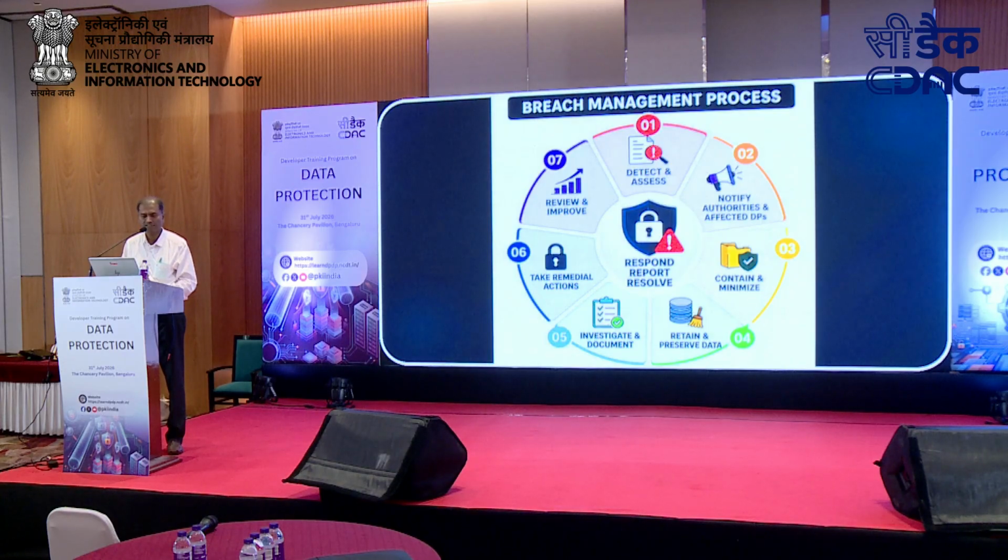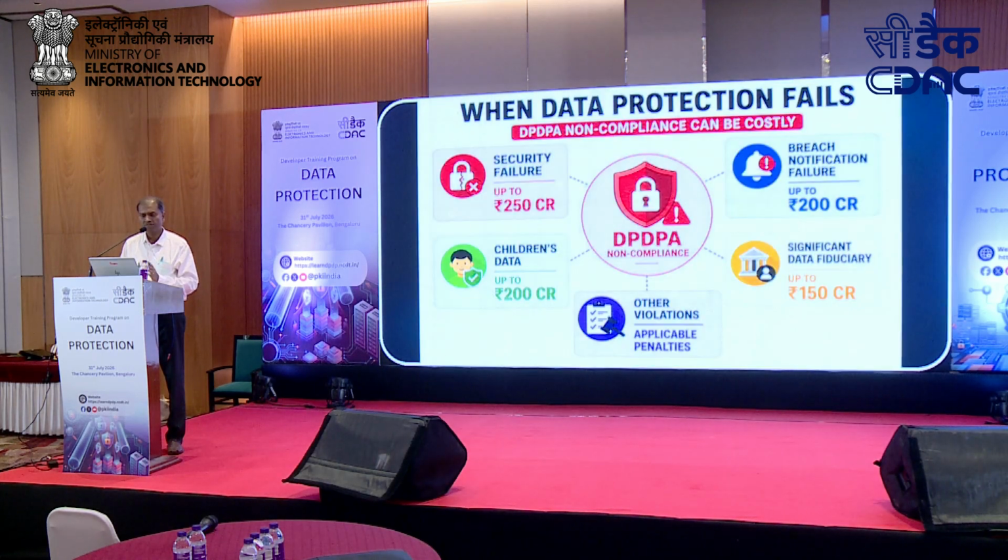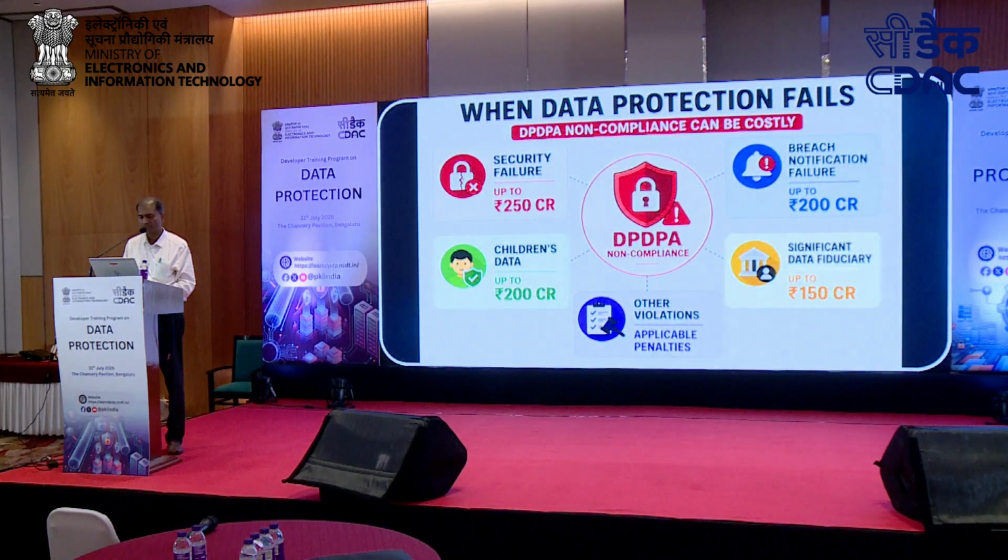Number 4 is investigation. The 5th point, you take an investigation and document it. And number 6, you take remedial actions so that nothing is going out. And number 7, you review and improve your processes within your organization so that no breach happens in the future. So in case there is a failure of data protection, there is a penalty which can go up to the values given there for non-compliance.